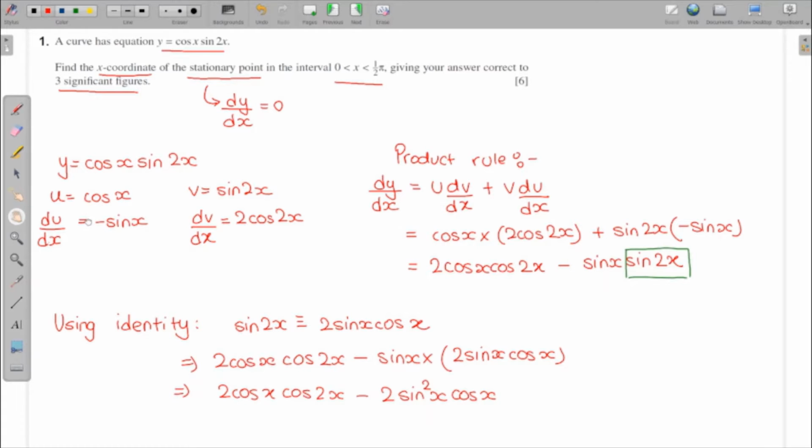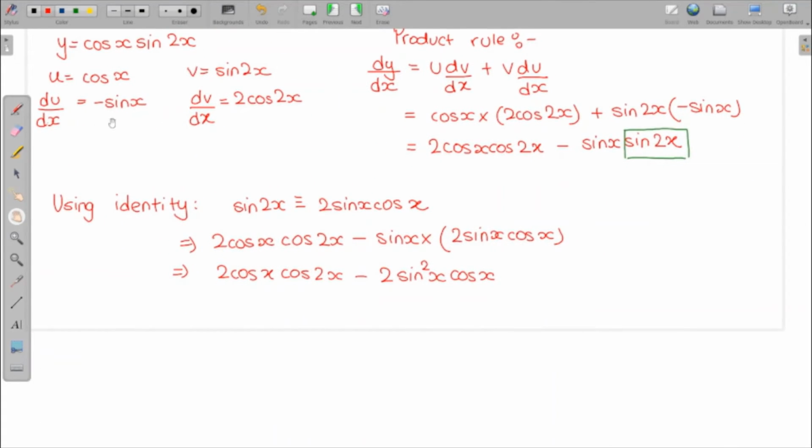So next I'm going to use another identity, and that identity will be cos 2x is equal to 1 minus 2 sine square x. So using identity cos 2x is equal to 1 minus 2 sine square x. So again, what I'll be doing is I'll be substituting this cos 2x with this part.